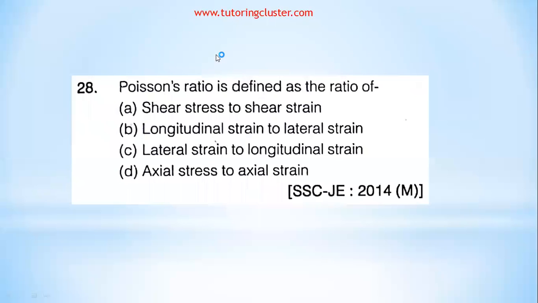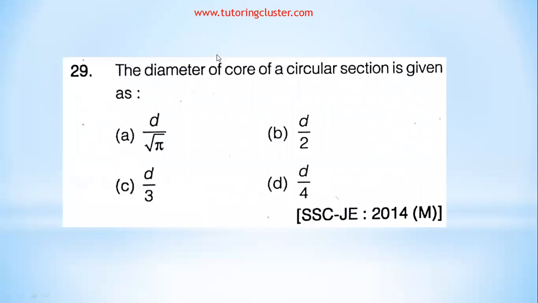Next, let us see question number 28. Poisson's ratio is defined as. We have seen that it is the lateral strain to that of the longitudinal strain. So the correct answer will be C. Next, question number 29. The diameter of the core of a circular section is given as. What is the formula? The diameter of the core of a circular section will be D by 4. Next.